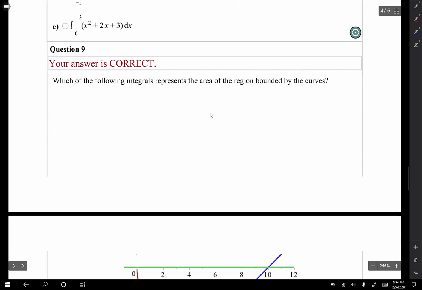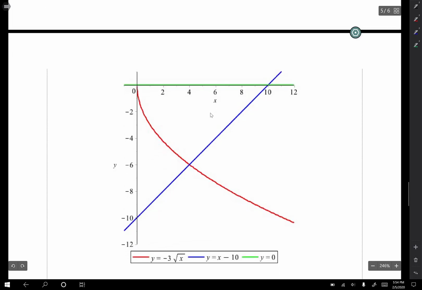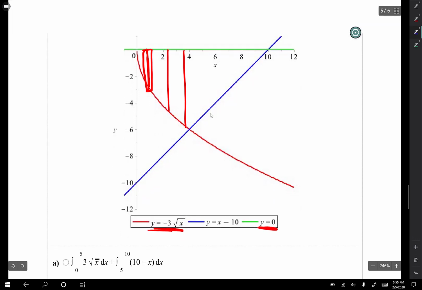All right. Question 9. Which of the following integrals represents the area of the region bounded by the curves? So I want you to recognize we have 3 colors. So I'm going to use 2 colors here, guys. Right here, this cross section, I have a rectangle, and it's a green line minus a red line. The green line is 0. The red line is negative 3 square root of x. And I behave like that all the way to the last one right there at 4. So I'm going to have the integral of 0 minus negative 3 square root of x. So it turns into a positive.